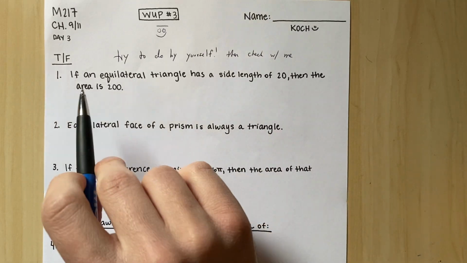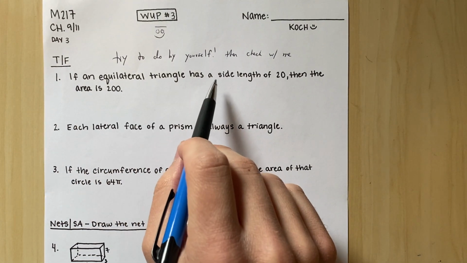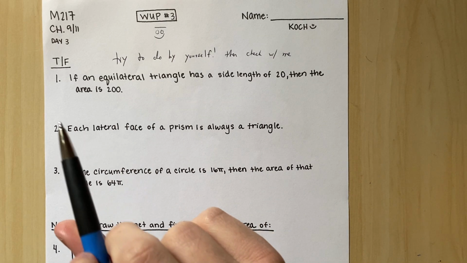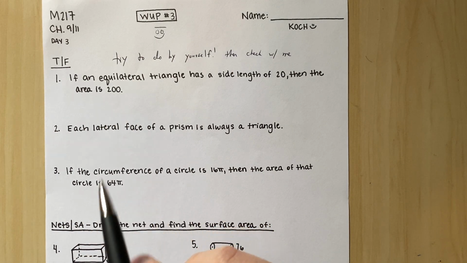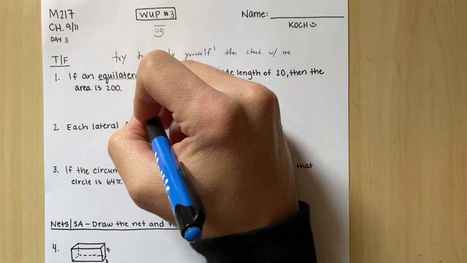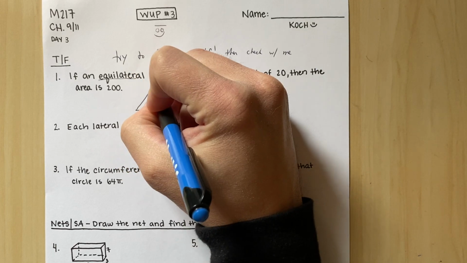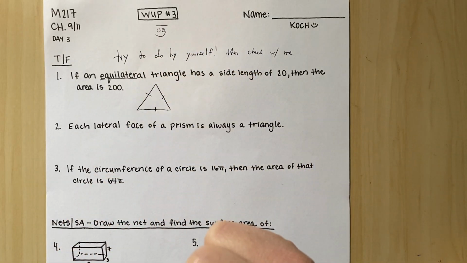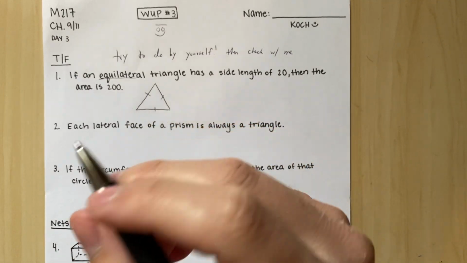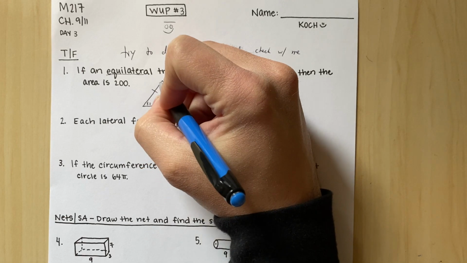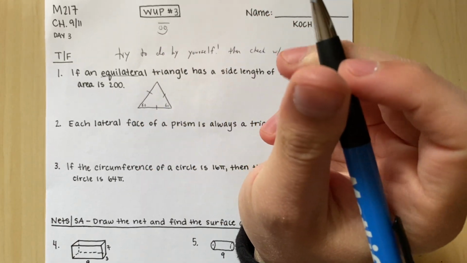Okay, if an equilateral triangle has a side length of 20, then the area is 200. So we're trying to see if these things are true or false. Well, we don't know right away, so we have to make sure we draw a picture. Remember, an equilateral triangle is a triangle that has all sides the same. And if all sides are the same, then all the angles are the same, which means we have 60, 60, and 60.